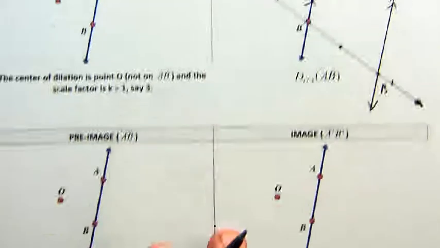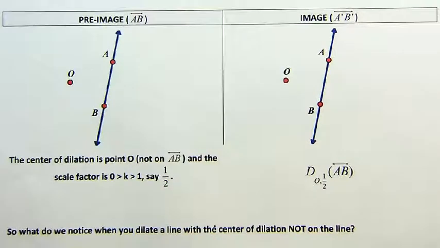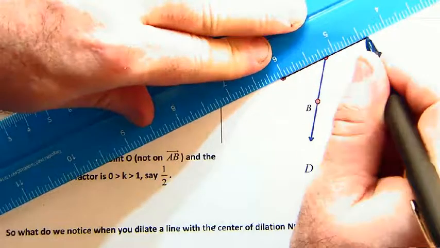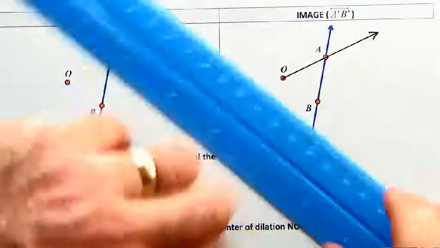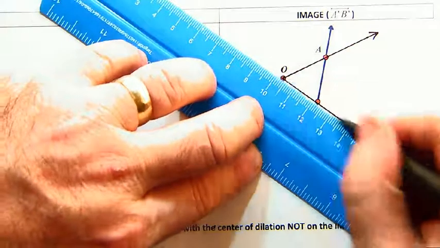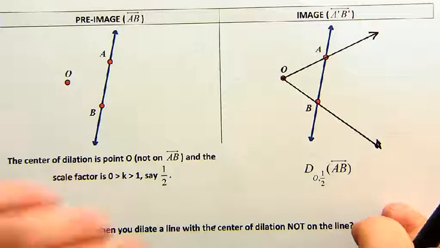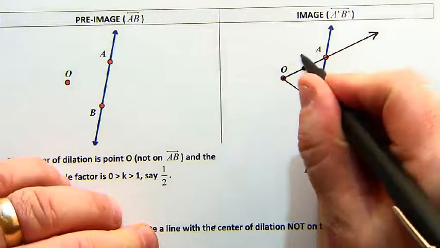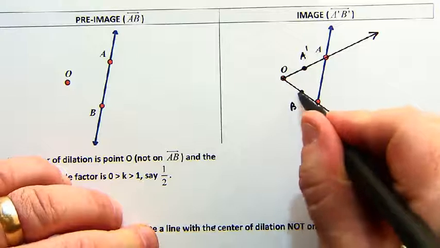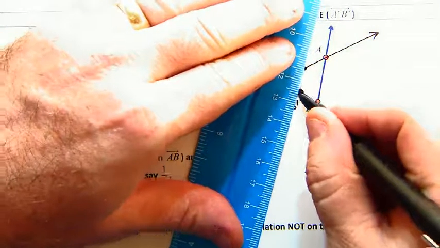So what happens then if our scale factor was, say, 1/2 instead? So again, we would create the rays because all points in a dilation move along their dilation ray. And in this case, instead of expanding further away, these points will be pulled closer to O. So A prime will be somewhere in here. B prime will be somewhere in here. And again, we will get a line.